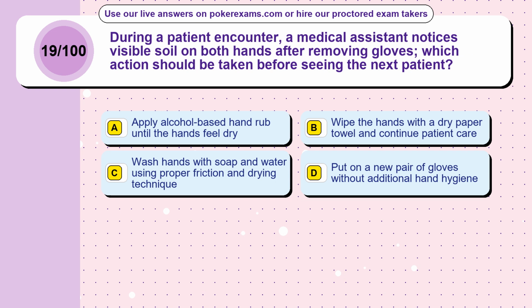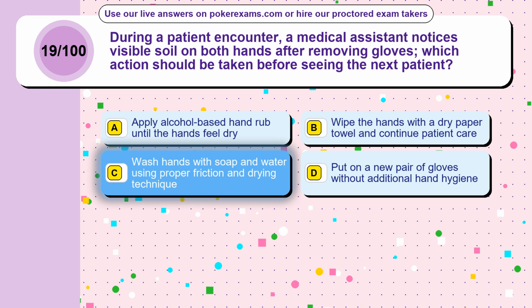Question 19. During a patient encounter, a medical assistant notices visible soil on both hands after removing gloves. Which action should be taken before seeing the next patient? Option A. Apply alcohol-based hand rub until the hands feel dry. Option B. Wipe the hands with a dry paper towel and continue patient care. Option C. Wash hands with soap and water using proper friction and drying technique. Option D. Put on a new pair of gloves without additional hand hygiene.